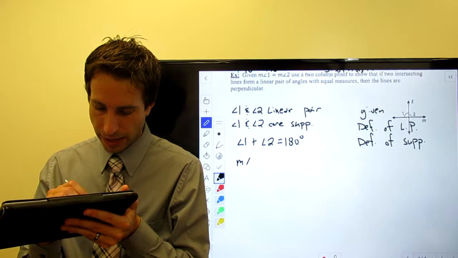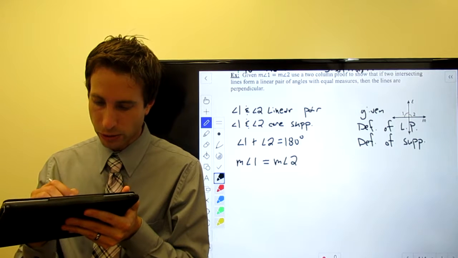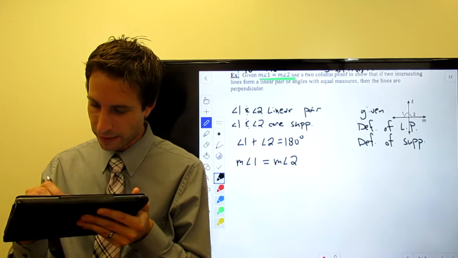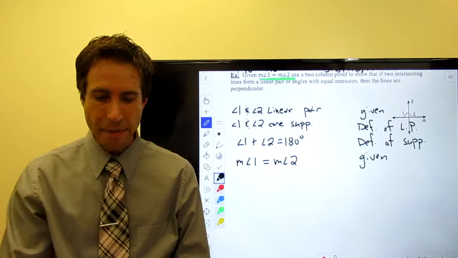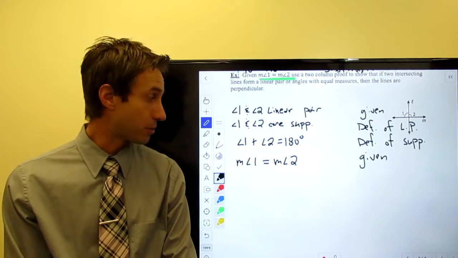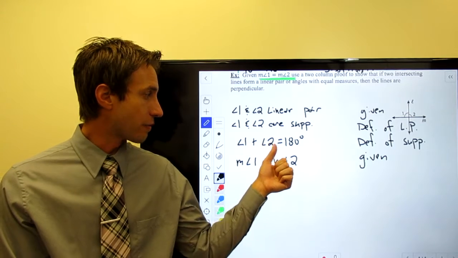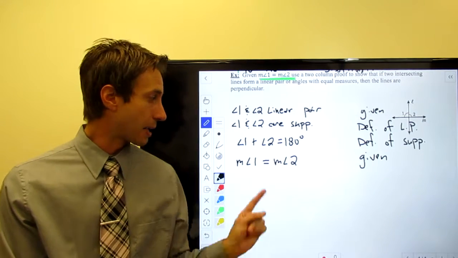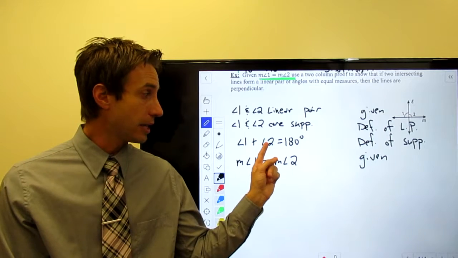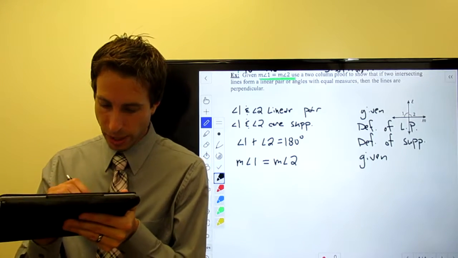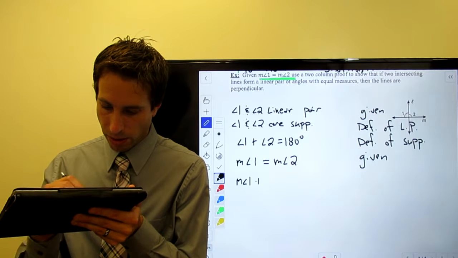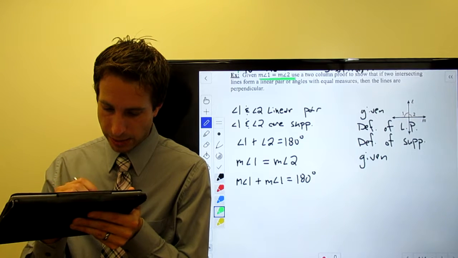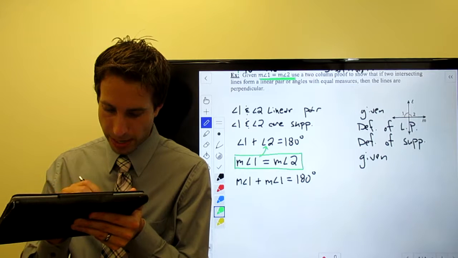The measure of angle 1 is equal to the measure of angle 2. It was given to me. So that's another given. Now, what that means is I can do a substitution. If the measure of angle 1 plus the measure of angle 2 is 180 degrees, and I know that the measure of angle 1 is equal to the measure of angle 2, I can plug the measure of angle 1 in for the measure of angle 2, because they're equal to each other. So here we go. I have the measure of angle 1 plus the measure of angle 1 equals 180 degrees. That's a substitution.